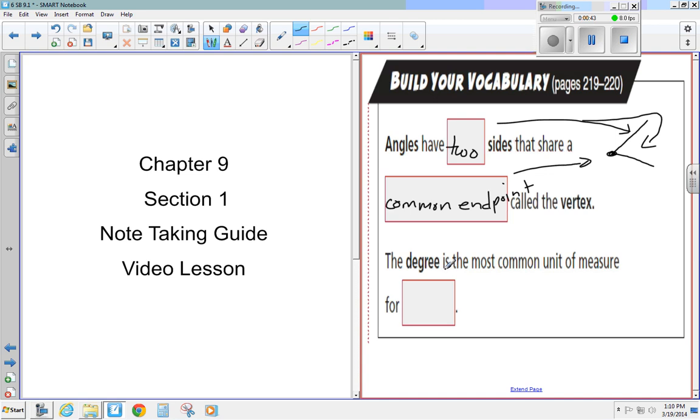The degree is the most common unit of measure for angles. All right, we're not talking about degrees Fahrenheit or Celsius. We're talking about angle degree. So you'll see something like the angle degree.